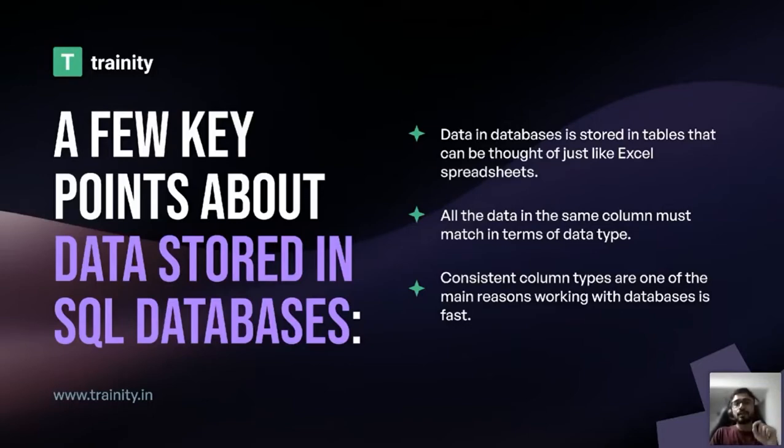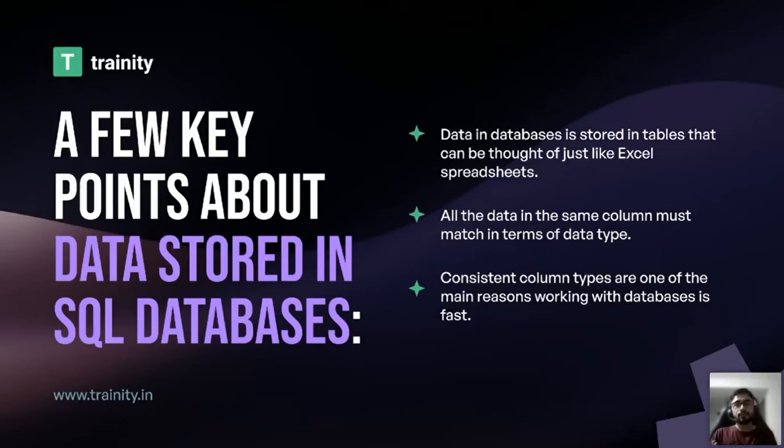And all data in the same column must match in terms of data type. What does it mean? It means that if you have created a column called employee ID, then in that column you can only store employee IDs. You cannot store salary, or names, or gender in that column. Once you have defined a schema for a table, during the definition time you define the column name and the type of the value in that column. After that, you will not be allowed to store some other type of values in that column. If you try to do it, you will immediately get an error.